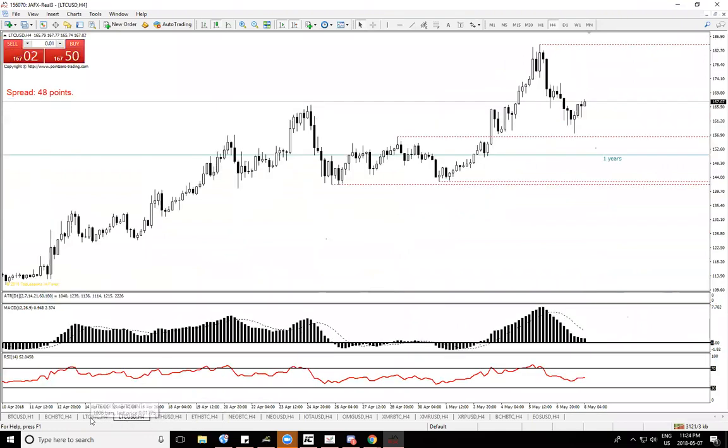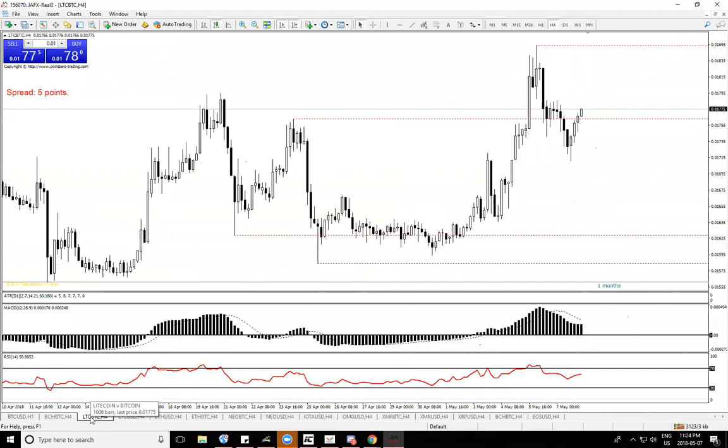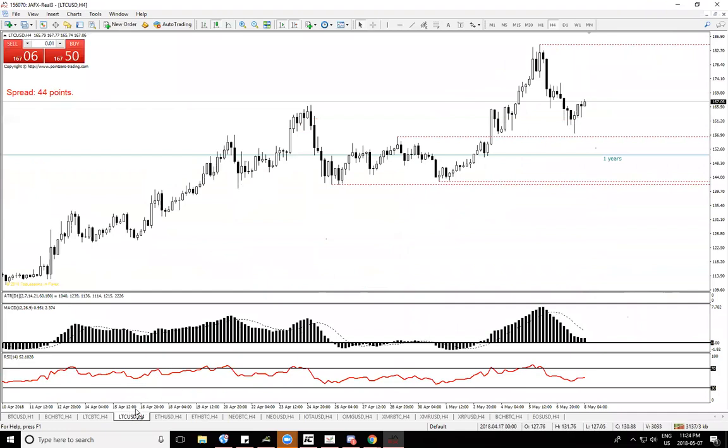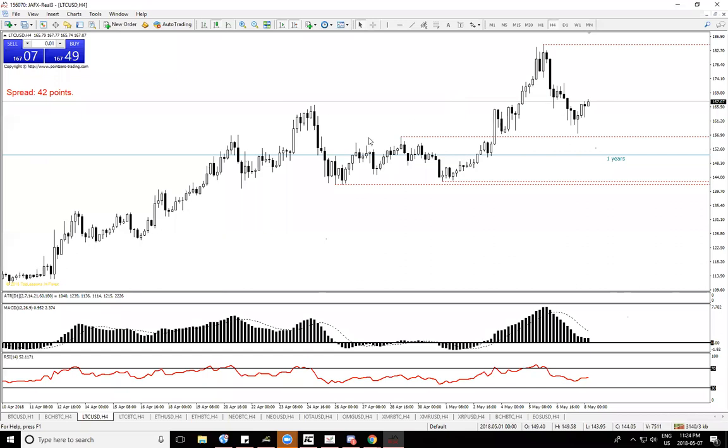Sweet. So Litecoin, do you want to do USD and BTC both, because I have LTC BTC or LTC USD? LTC USD. So we'll start with that. I'll still do the BTC. Still good practice.